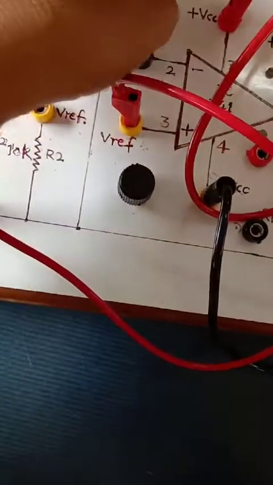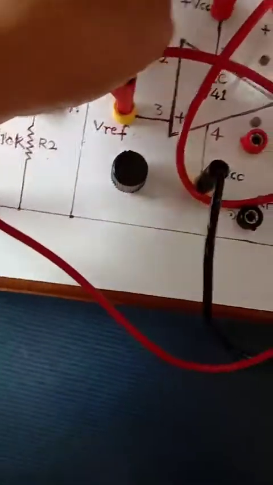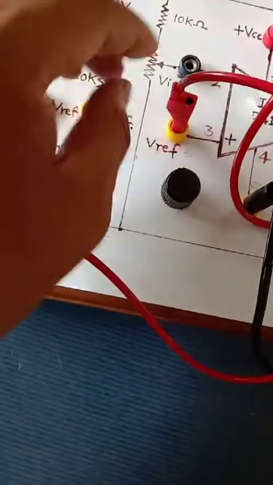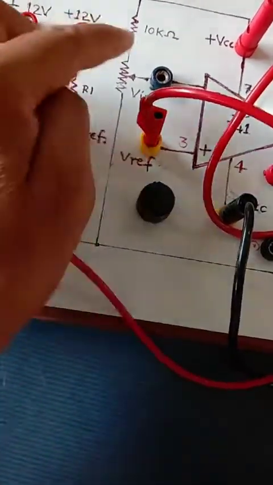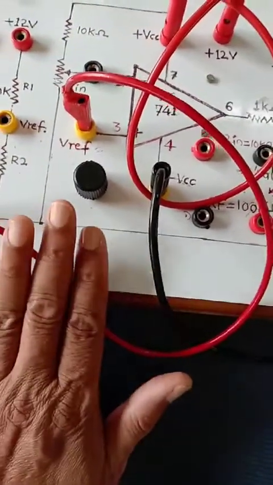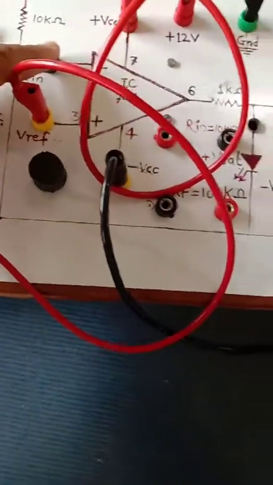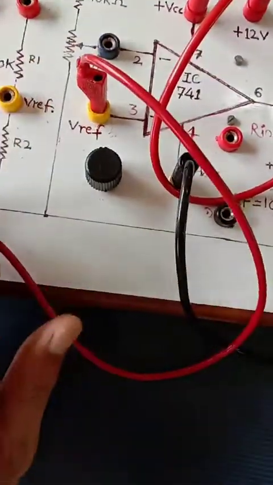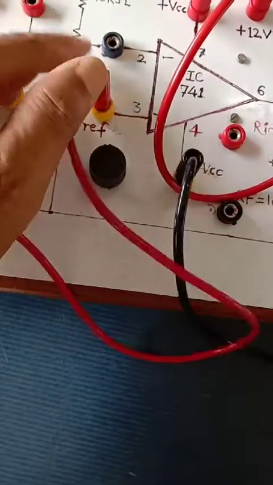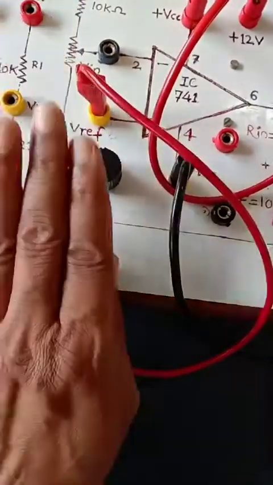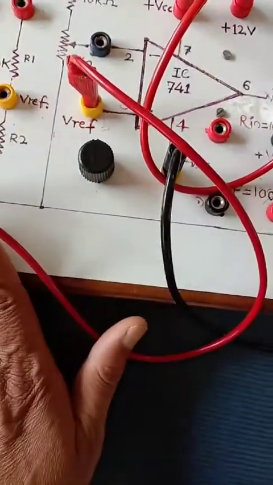Here plus 12 volt is given to this voltage divider. So by using this potentiometer we can change the input voltage. First of all we have to measure this input voltage, and then we will measure the output voltage. This is a zero reference comparator, but it is inverting type because the input voltage is applied to the inverting terminal. So it is an inverting type comparator, and again it is a zero reference comparator.